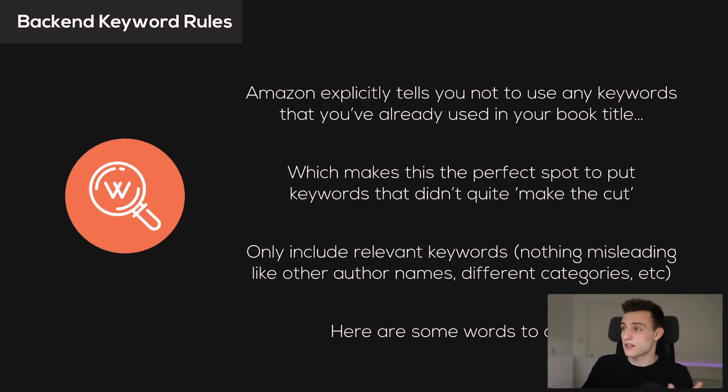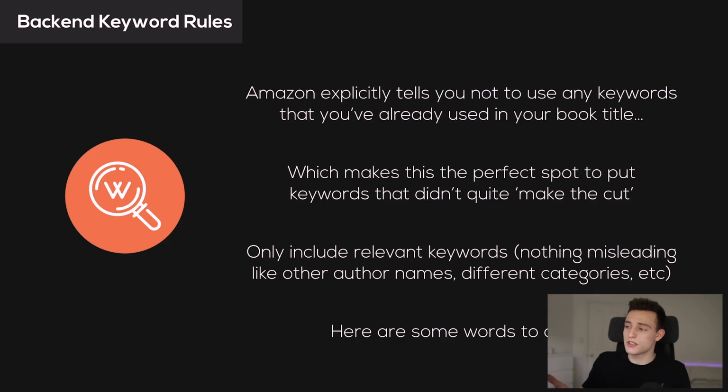So in turn, not being able to put your title keywords into your 7 back-end keywords, this makes it the perfect spot to put in keywords that didn't quite make the cut. So basically, if you have a bunch of keywords in your main title, and you wanted to put another keyword in there so it ranked for that one, but it didn't quite make it into the main title or the subtitle, it just didn't make sense, the back-end keywords area is the perfect spot to put that.